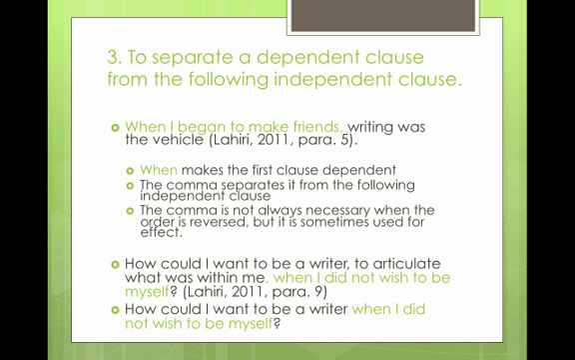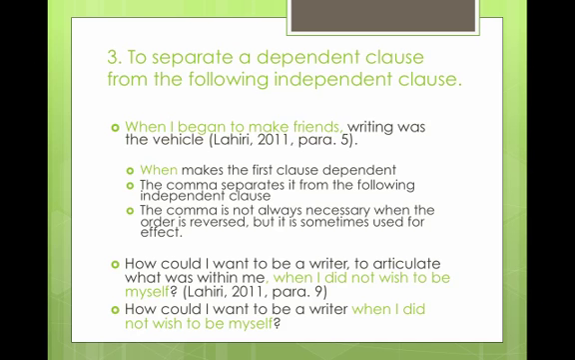So there is a comma before the "when" here, but we also see that something intervenes between the independent clause and the dependent clause: this little phrase, "to articulate what was within me." I would say that that's an additional verb phrase, because it's a parallel structure with what's in the independent clause.